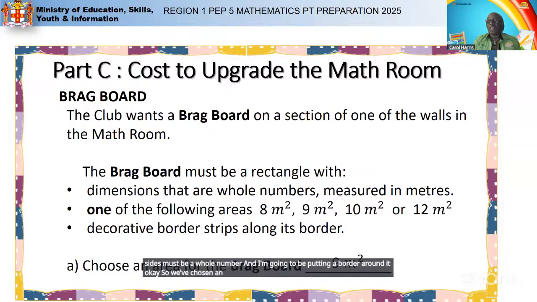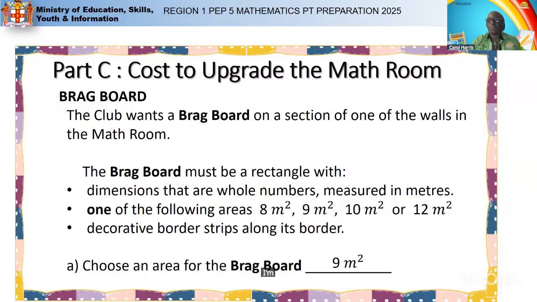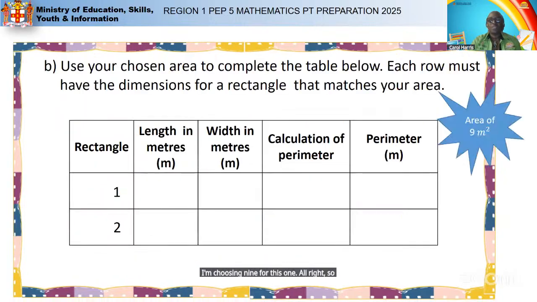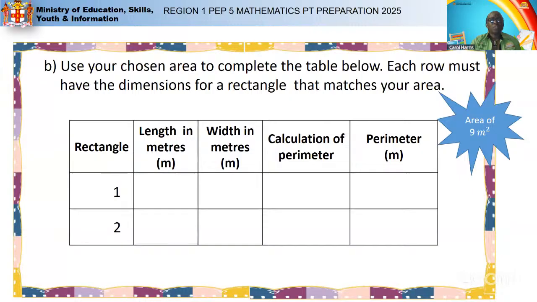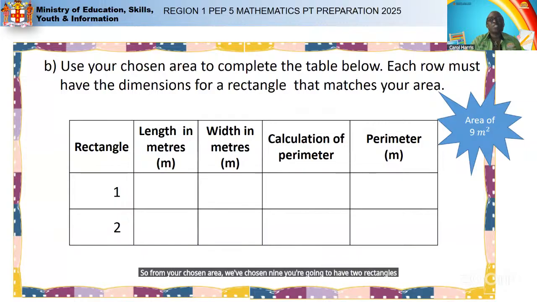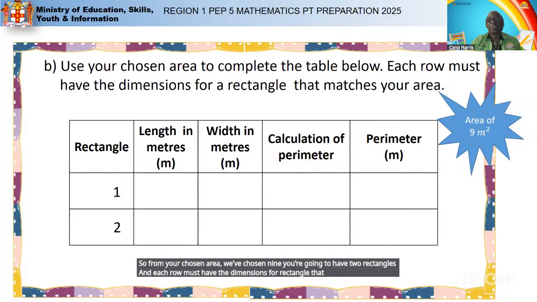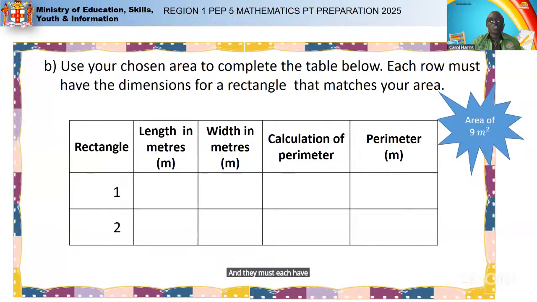You could have chosen 8, or 10 or 12, whichever one you like. I'm choosing 9 for this one. All right, let's go into our discussion. Based on what they said, you're going to create 2 rectangles. From your chosen area, we've chosen 9, so each rectangle must have dimensions that match your area. We're choosing 2 rectangles, and they must each have an area of 9 square meters.